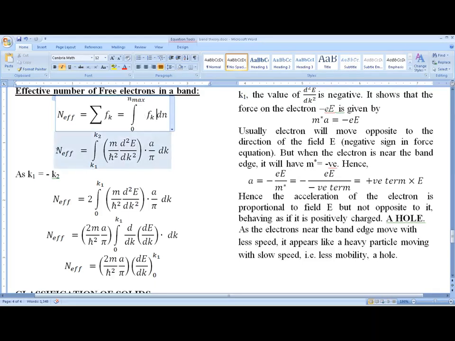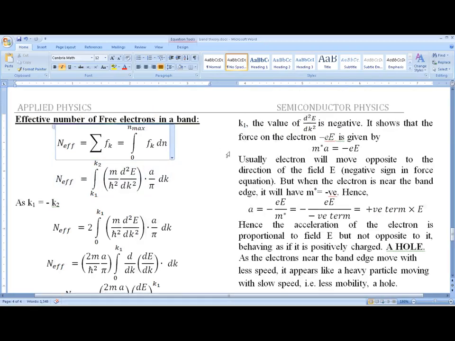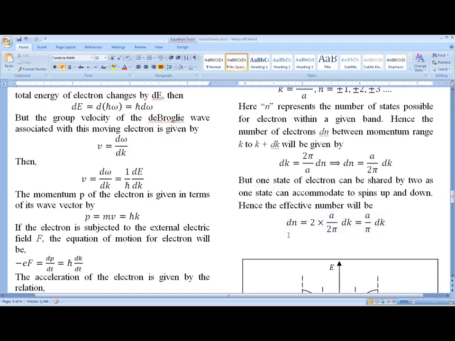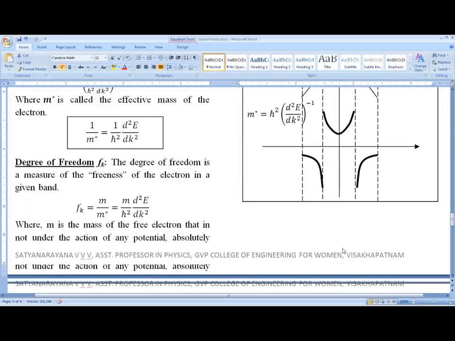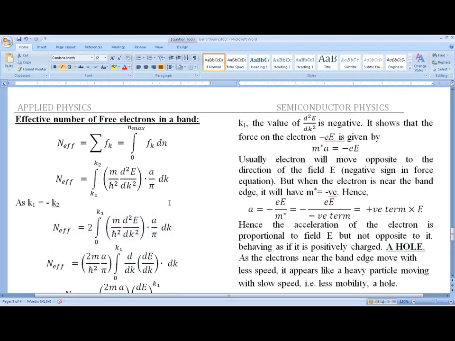Now we are going to calculate this from k1 to k2. k1 to k2 means the lowest wave vector to the highest wave vector for a given band. So these are the limits, and we are simply substituting the Fk. Fk is of course m by m star into this dn. Already we have calculated the number of electrons in a band. So the dn is just a by pi into dk. So you substitute it here, a by pi into dk, and integration is going on over k. So a by pi can be taken outside, m by h cross square also can be taken outside.